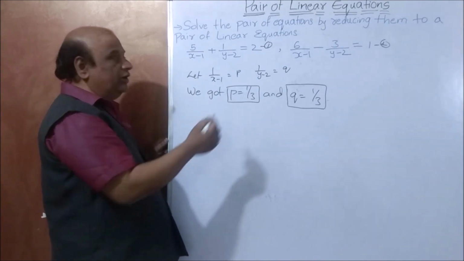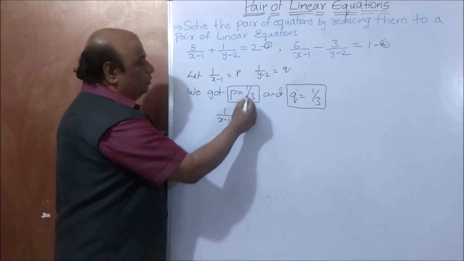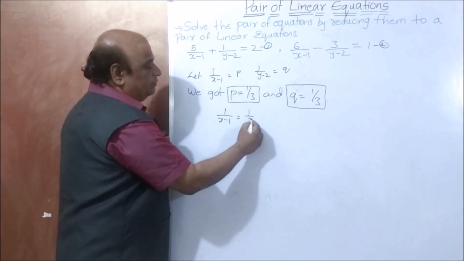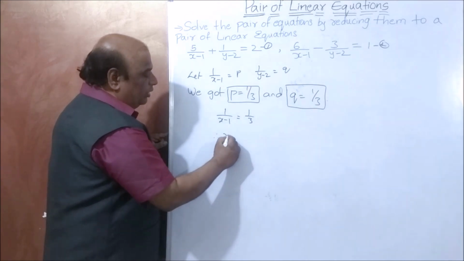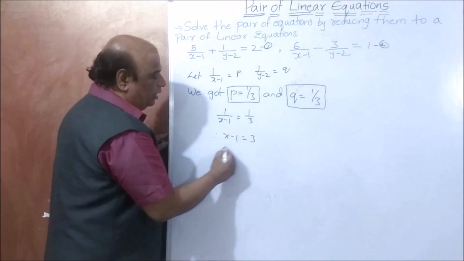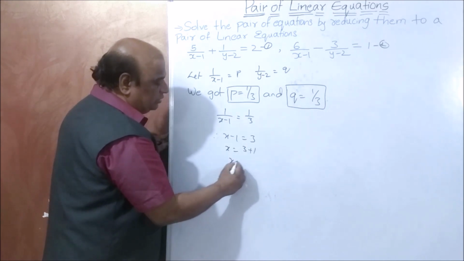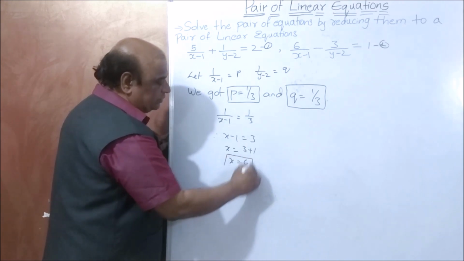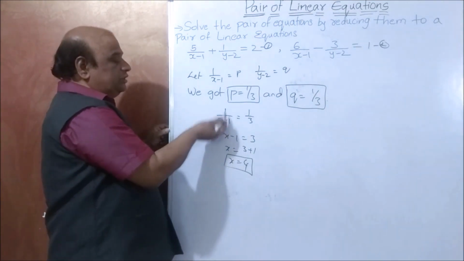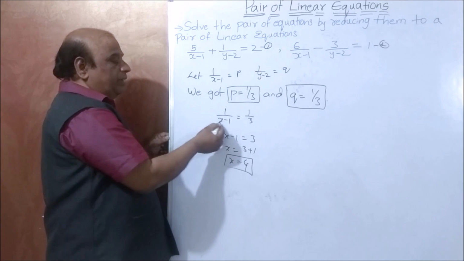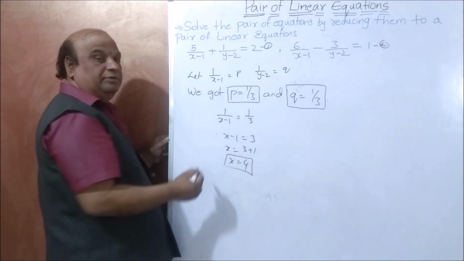How to find x value and y value? 1 by x minus 1 is equal to p, means 1 by 3. Now x minus 1, therefore x minus 1 is equal to 3. X is equal to 3 plus 1, x is equal to 4. This is the x value. Here you take reciprocals of these both. 1 by x minus 1 becomes reciprocal x minus 1. 1 by 3 is 3.